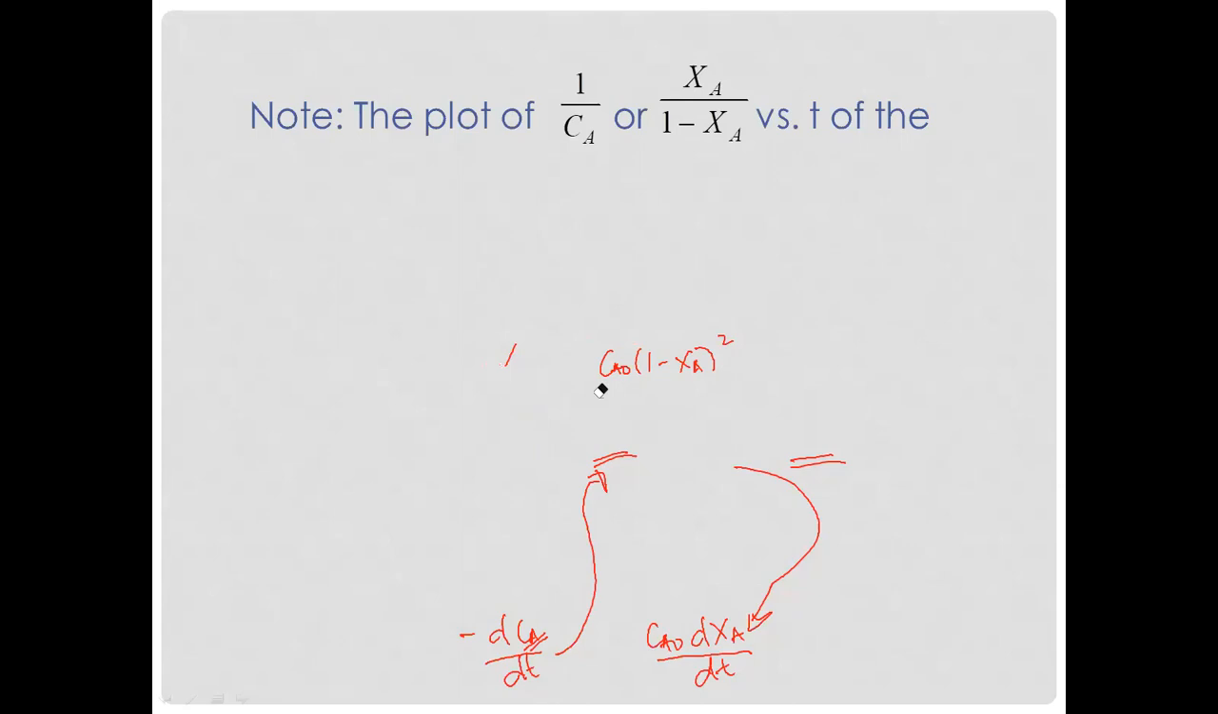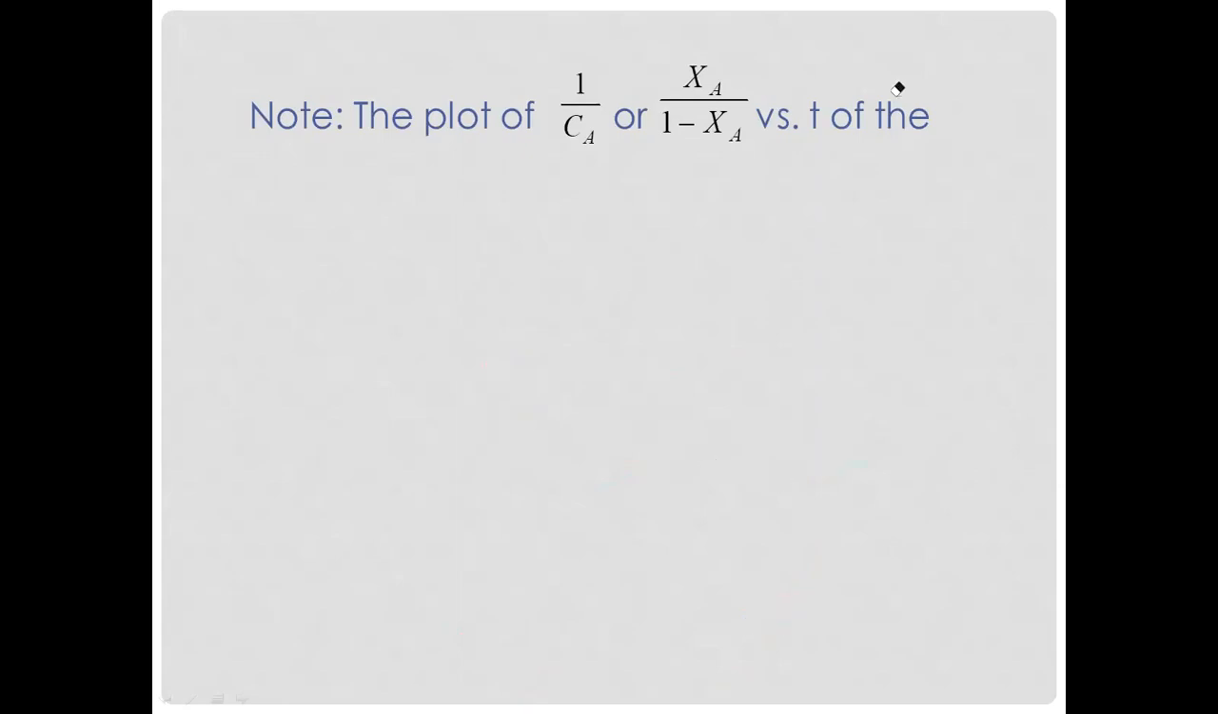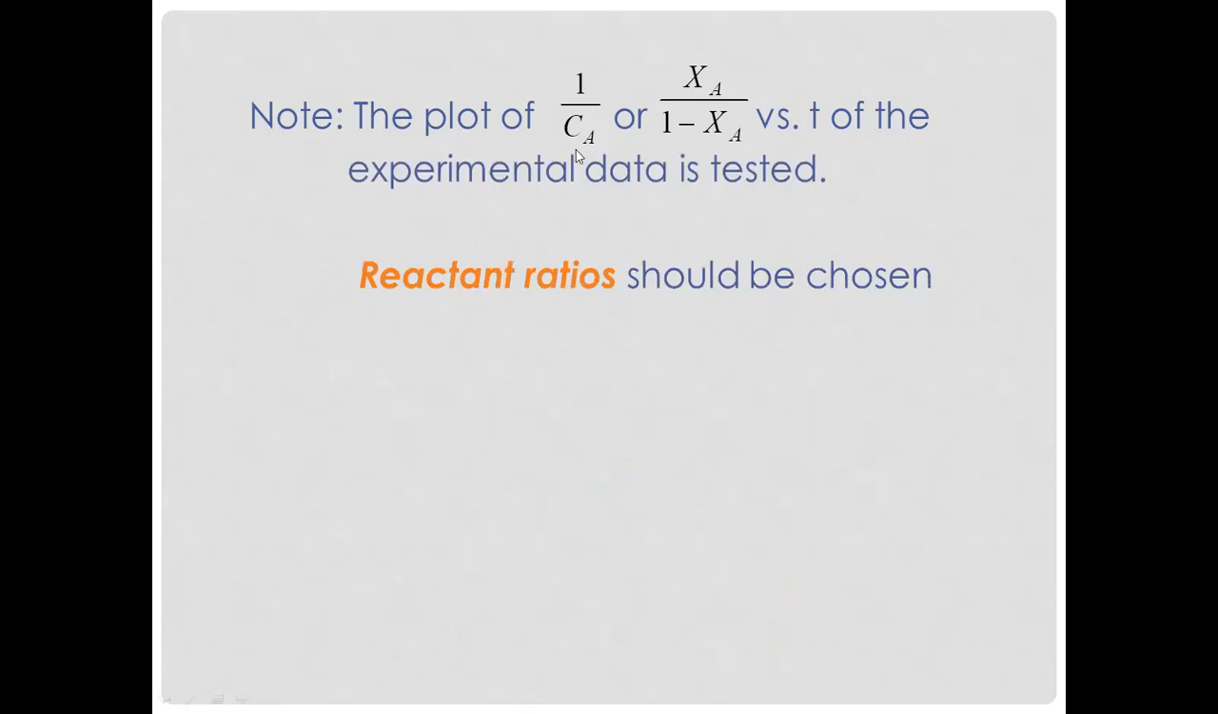If you will have to do the plotting based on your guess that probably my experimental data is that for a case 2 bimolecular reaction, then this would be the corresponding plotting procedure that you will do. A plot of 1 over CA or a plot of XA over 1 minus XA, all plotted against T of the experimental data, will be tested. Primarily because of this class.